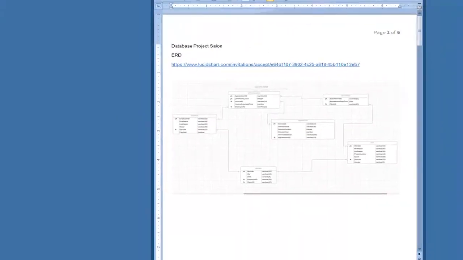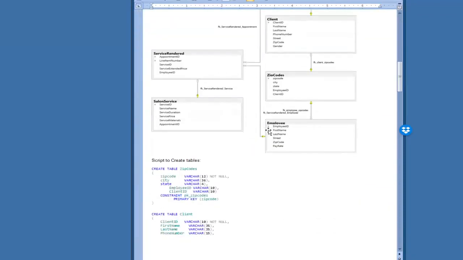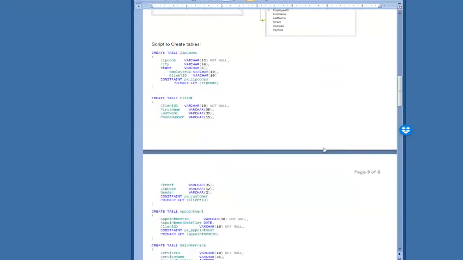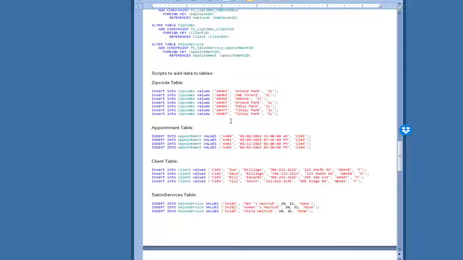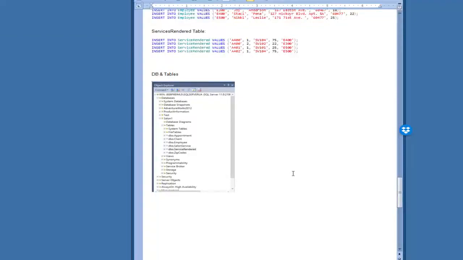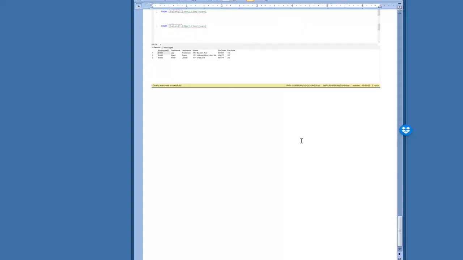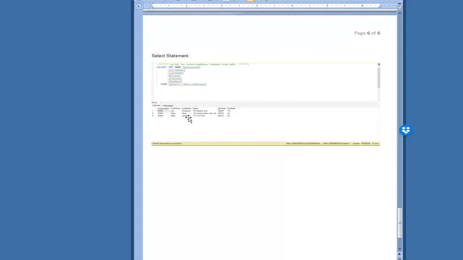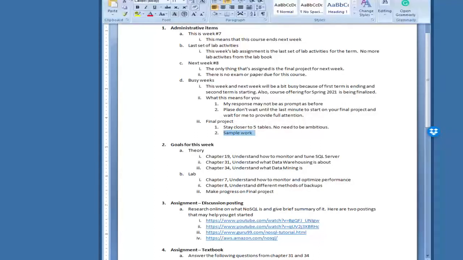Another sample that I posted up here is something like this, very similar. Maybe it'll look a little bit different, but it's very similar in terms of its actual content. Here are the actual SQL statements and the data, a copy of what's in the database, a sample select statement, and the return. So hopefully they are useful for you if you want to have some idea of what you want to do.